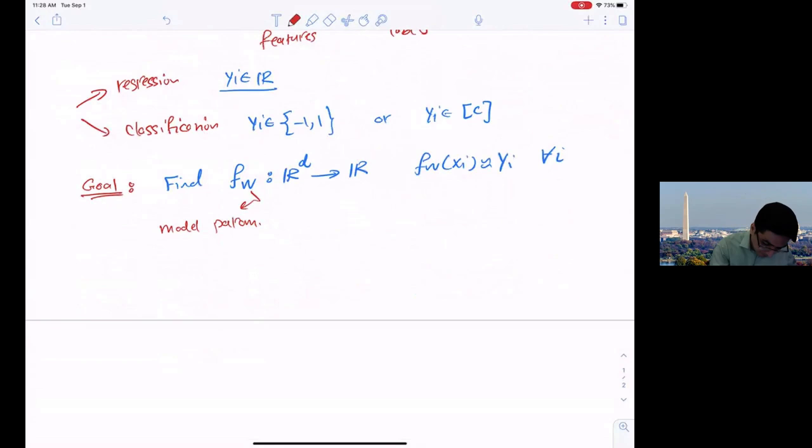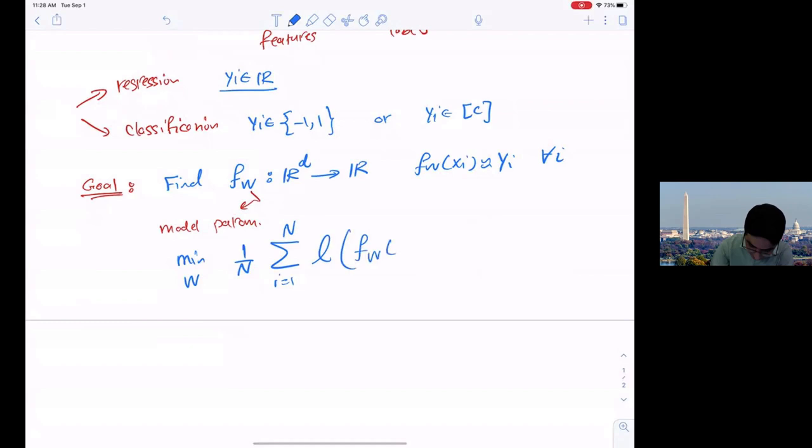All right, so how can I find such a function? We formulate an optimization problem. We are minimizing an average loss function over training samples: 1 over n, the sum of a loss function between my predictions f_W of x_i and y_i. I pick a W that minimizes this loss function. This is called ERM, empirical risk minimization.